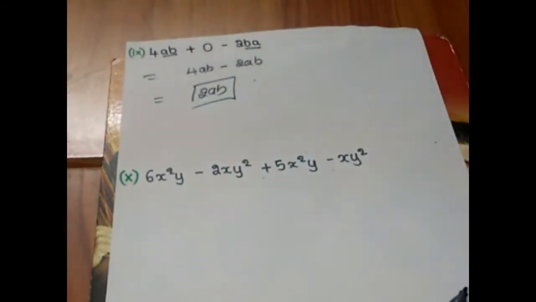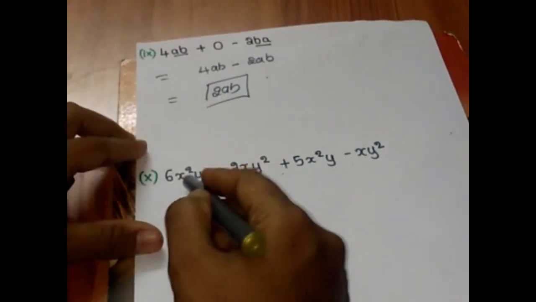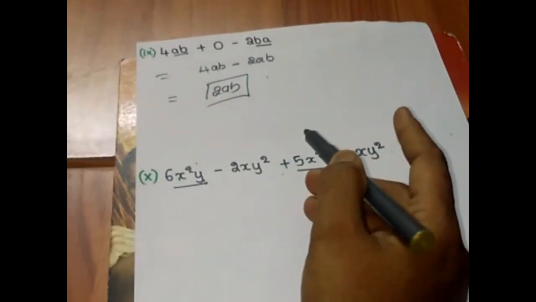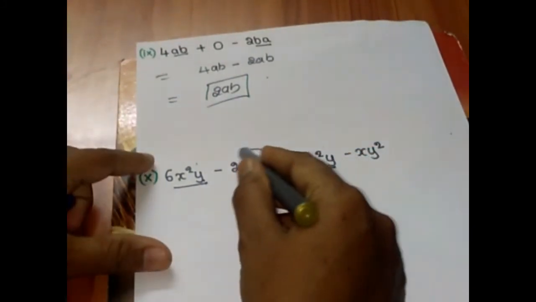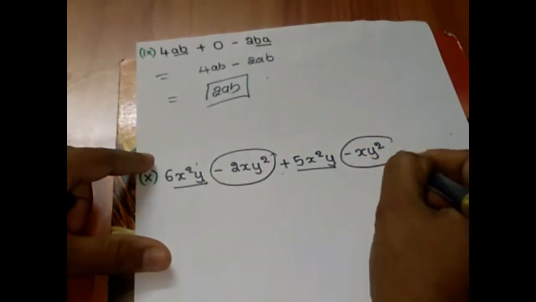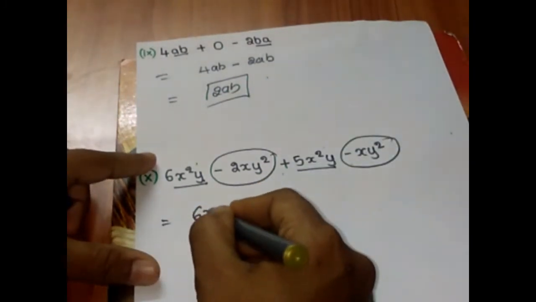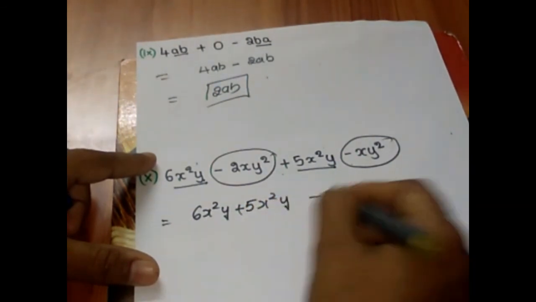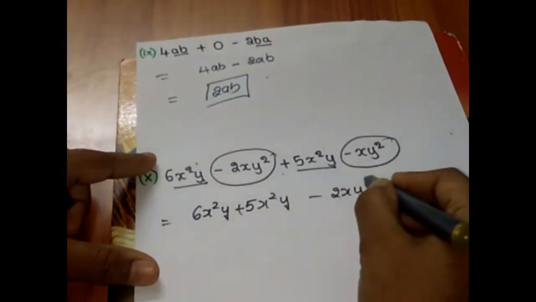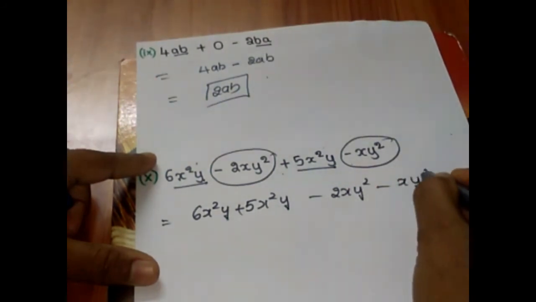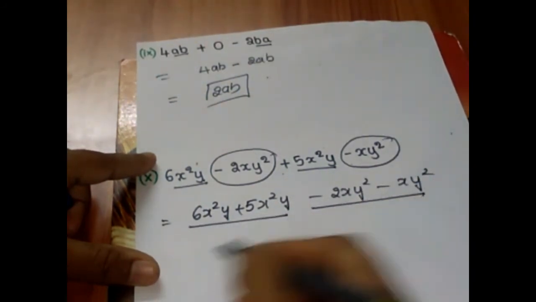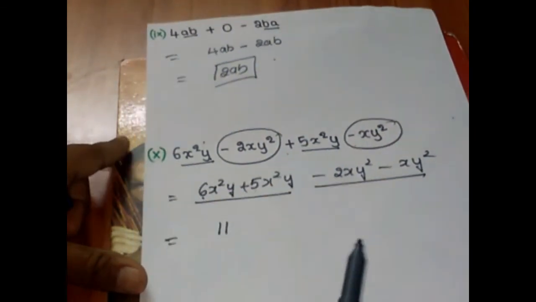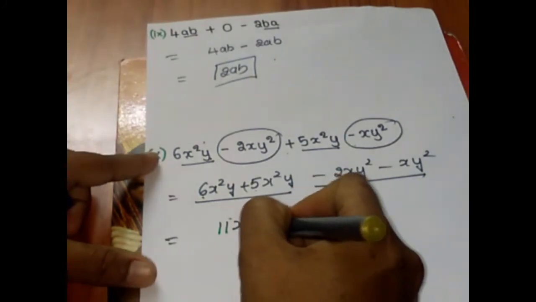Last question, the 10th one. At least you have to try this, children. X square y, first group. Second group is xy square. Rewrite it first. 6x square y plus 5x square y minus 2xy square minus xy square. So first group is plus 6 plus 5, both are plus. So add and write the plus sign.